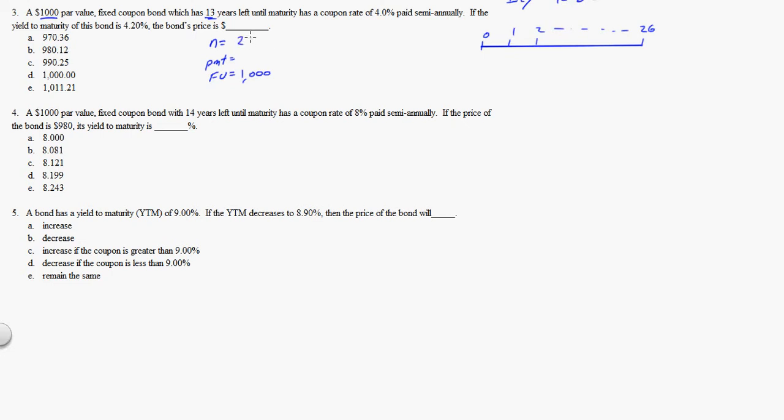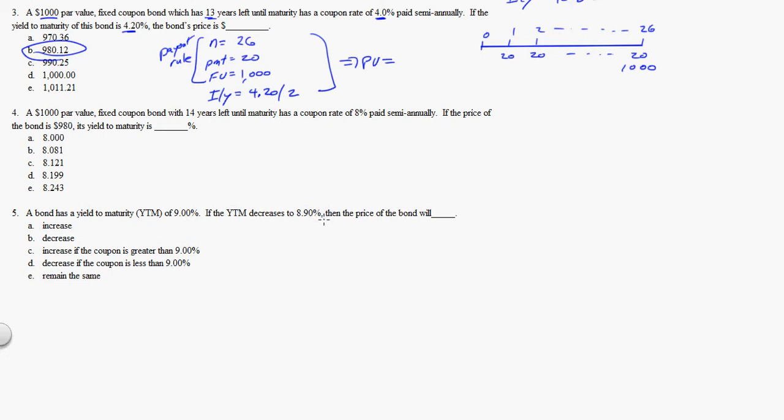So N's equal to 26. The coupon rate's 4%, so 4% of 1,000 is $40. But it pays twice a year, so that's $20 every 6 months for 13 years and $1,000 at the end. So this is the payout rule. Now that I know that payout rule, I'm also told that the yield to maturity is 4.2%, so 4.2 for a semi-annual pay bond divided by 2. You plug this into your calculator, press the present value key, gives you 980.12.